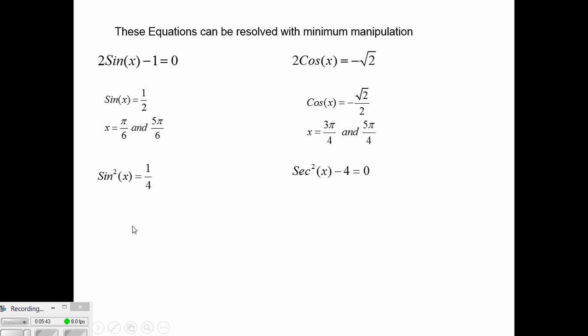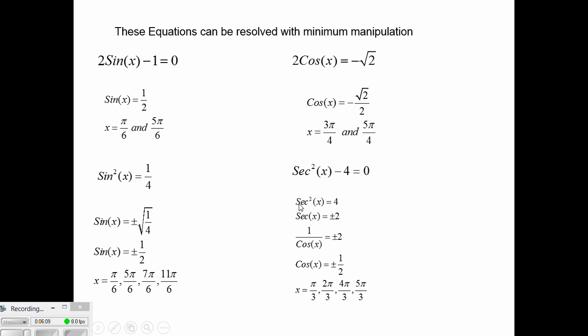Sine squared equals 1/4 is the same as the sine equaling plus or minus 1/2, and that is at all these stops. And these could be condensed a little bit by saying pi over 6 plus pi k, because that would give me the 7 pi over 6 here, 5 pi over 6 plus pi k, which would give me this one as well.